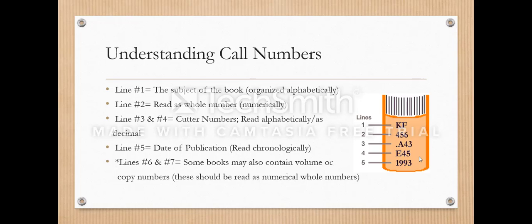Line number 5 is the date of publication, and these are read chronologically, which means, of course, that 1993 comes after 1992 and before 1994. Sometimes there are extra lines, lines 6 and 7. Some books may also contain volume or copy numbers. These should be read as numerical whole numbers.